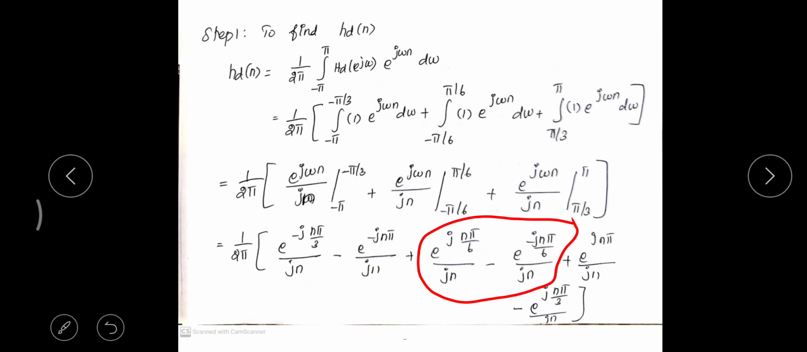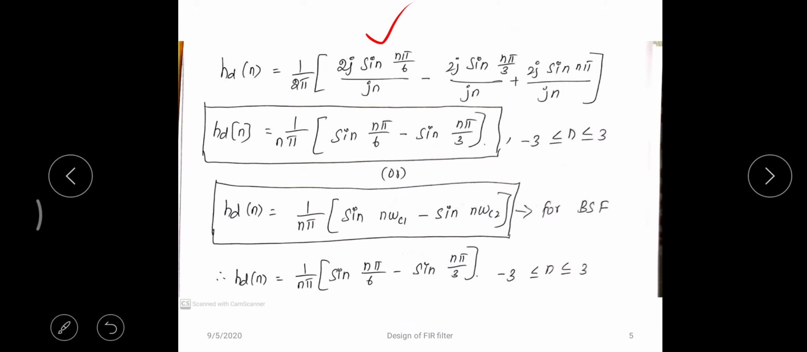Coming to this second term, that is e power j n pi by j n minus e power minus j n pi by j n. This also is similar to e power j theta minus e to the power of minus j theta. Once again, as per Euler's theorem, I can say that it is 2j sin theta. So, 2j sin n pi.